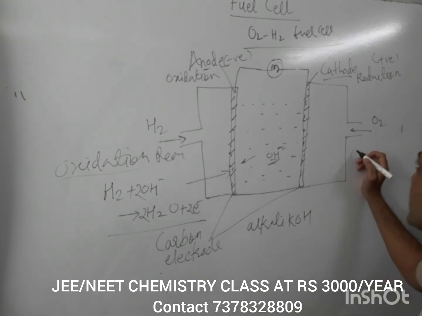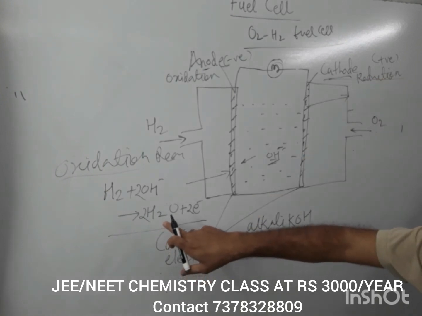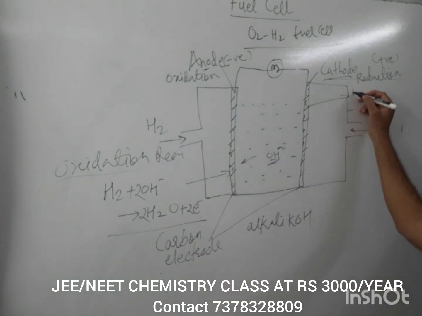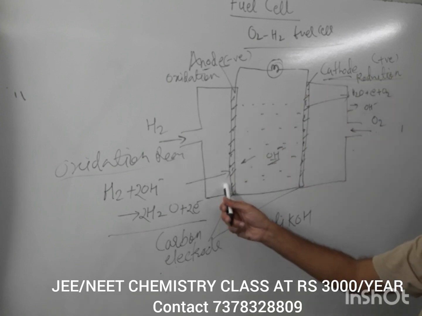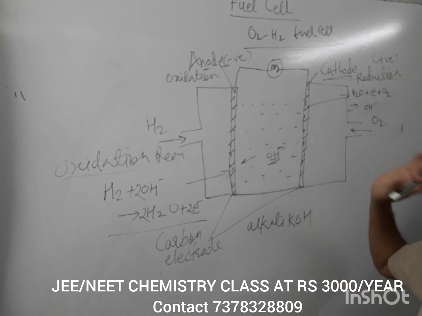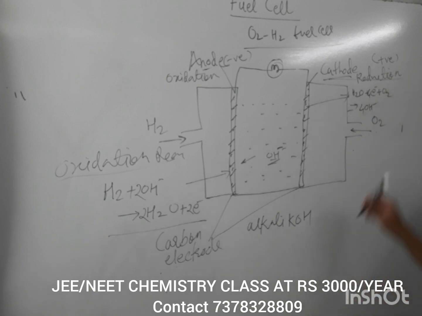So we have to also write here reduction reaction. The reaction at the cathode: you have to take the product of anode, that is H2O plus electron plus O2 which we are supplying here, it will give OH negative ions, because OH negative ions are consumed here, so they must be formed at the cathode. We have to balance this reaction. Give here 4. Now here are 4 ions. To balance that we have to take here 4, that is the stoichiometric coefficient will be 4. Now hydrogen is also balanced and oxygen is also balanced.